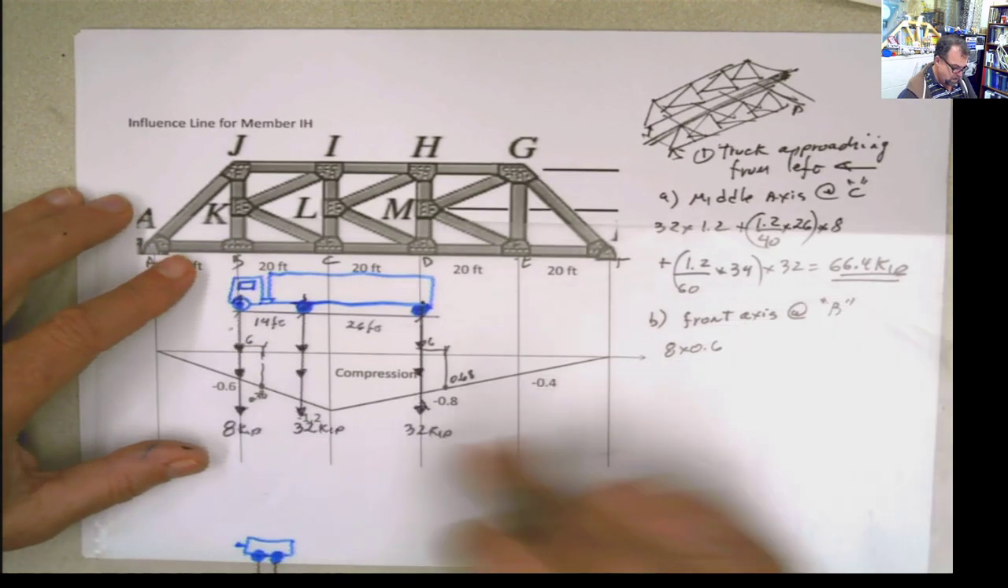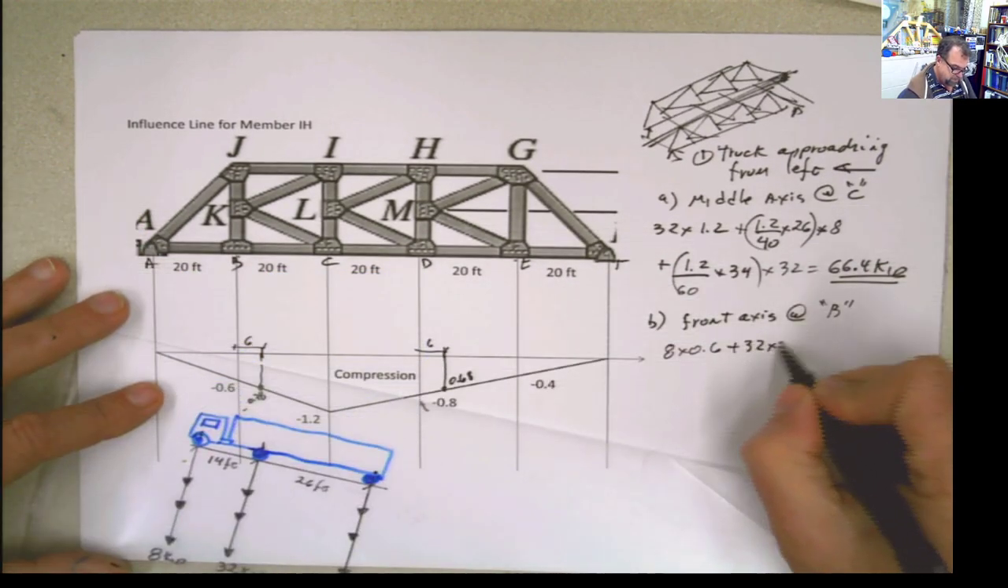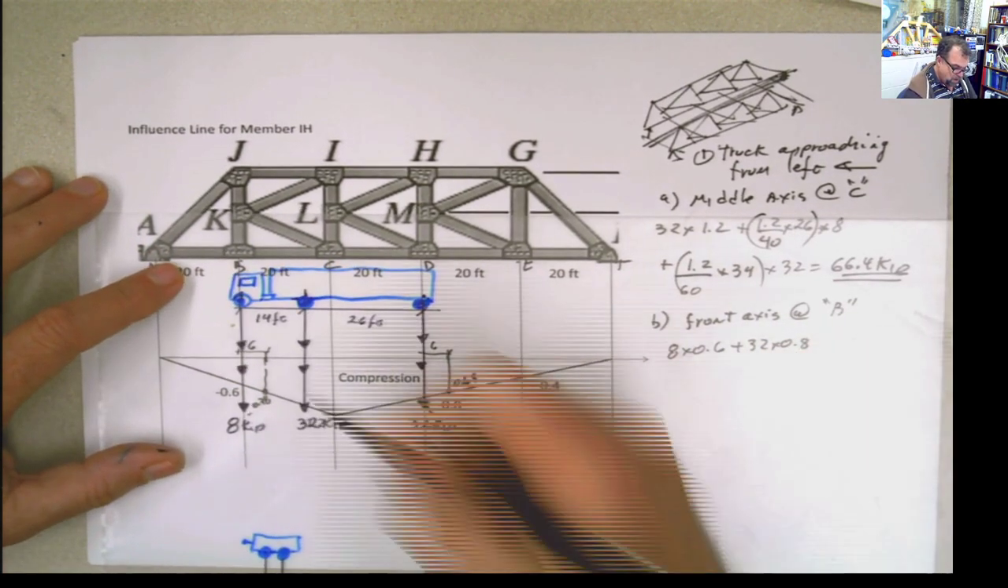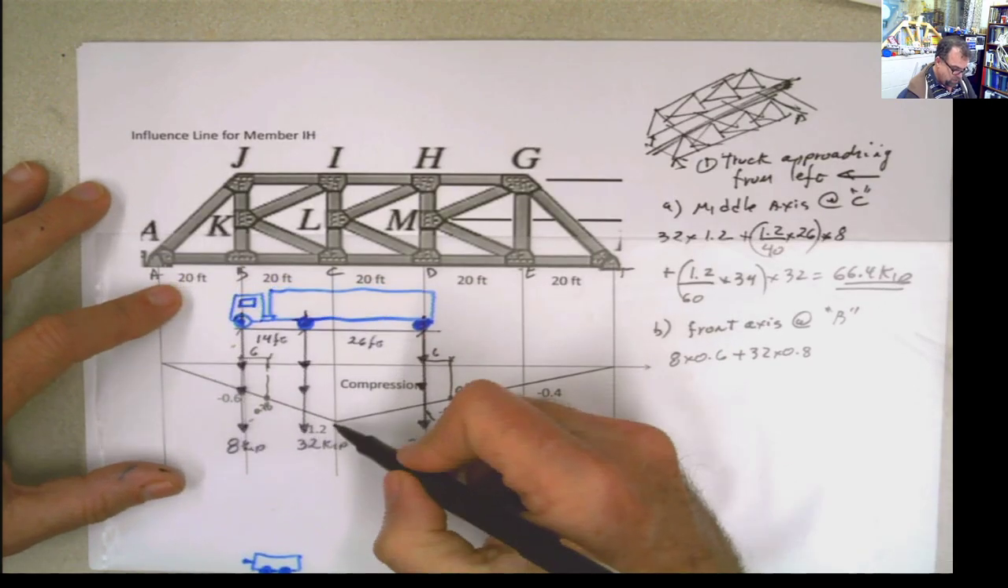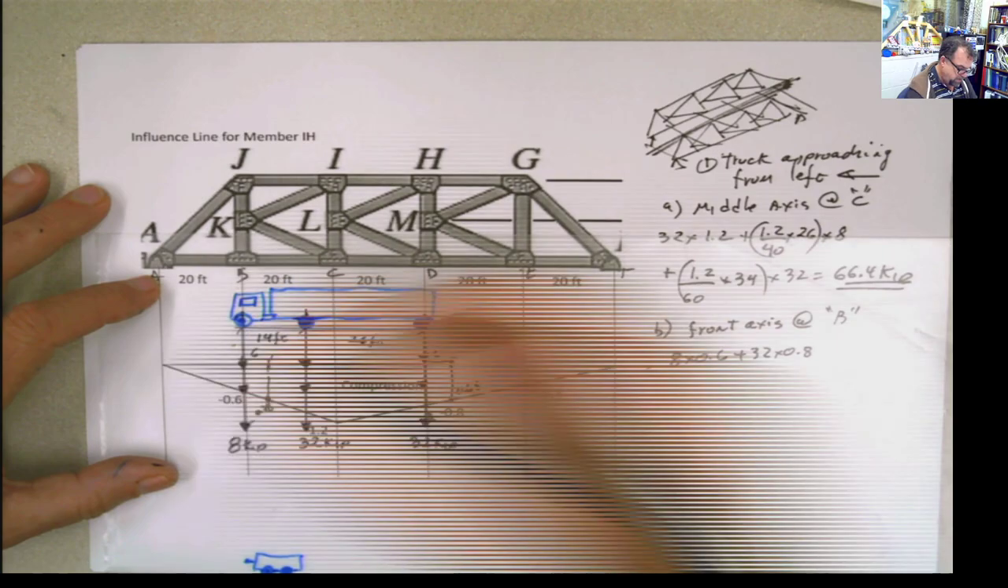The last one is 32 times 0.8. And now let's interpolate for the middle one. The middle one, once again, this value here is 1.2. And I can say 1.2 is as 40. Let me do that.